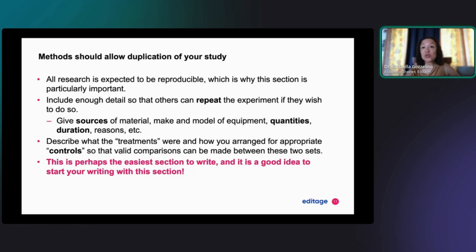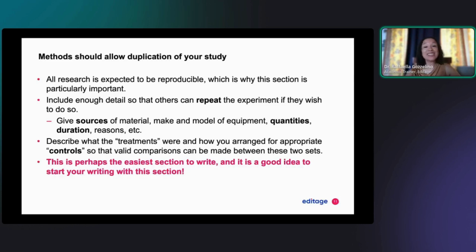So the methods should allow the duplication of the study, because as I said before, this is very important to all researchers. And this is why you need to include as much detail as possible, because other colleagues might want to repeat that. But you also want your methods to be known worldwide, because you might become a reference in your field by using that procedure that then many other scientists are using around the world.